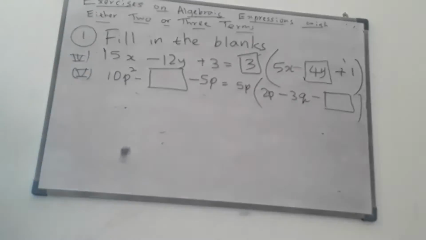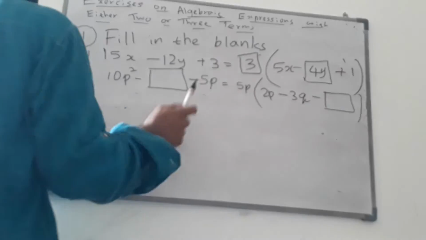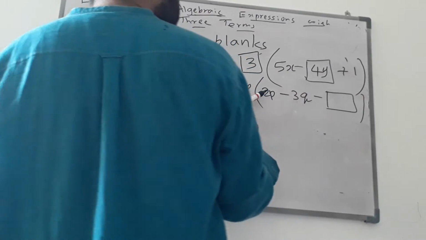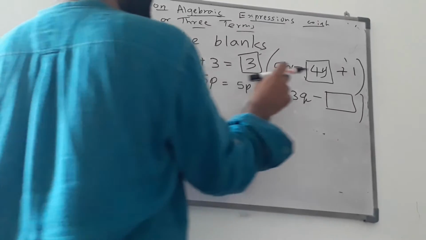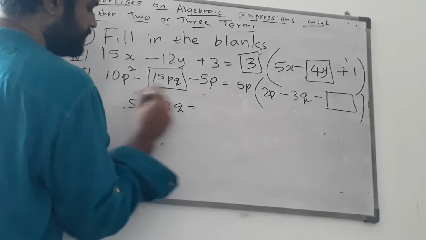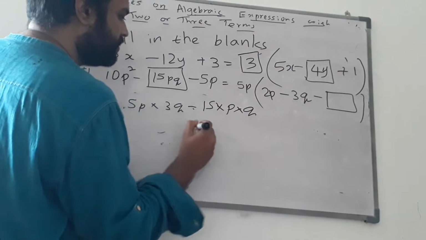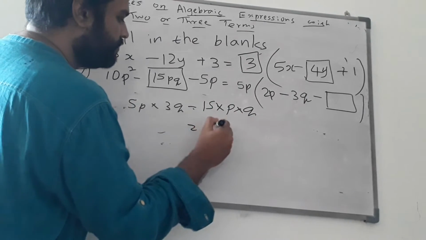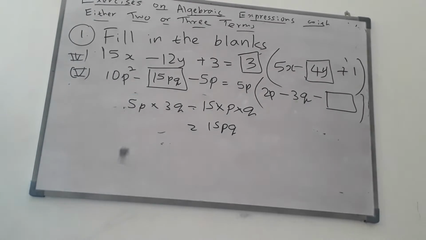Next is 3q. Now the second term is 3q. So the second term of the expression must be 5 times 3, 15. 15 times p means 15p. 15p times q, 15pq. 5p times 3q means 5 times 3, 15, times p times q. So 15 times p means 15p, times q, 15pq.